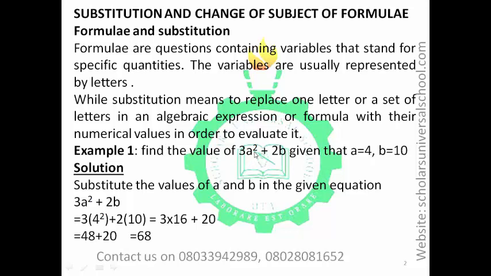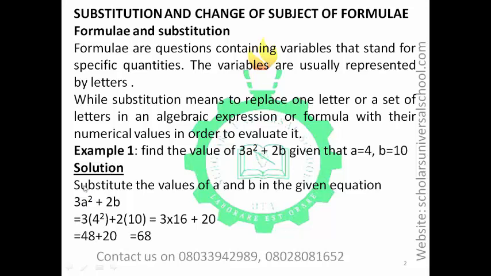Find the value of 3a squared plus 2b, given that a is equal to 4 and b is equal to 10. This example 1 is really on substitution, because we have been given that the value of a is what? It is 4. And the value of b here is what? It is 10. So anywhere you see a, you are going to represent it with 4, and anywhere you see b, you represent it with 10.